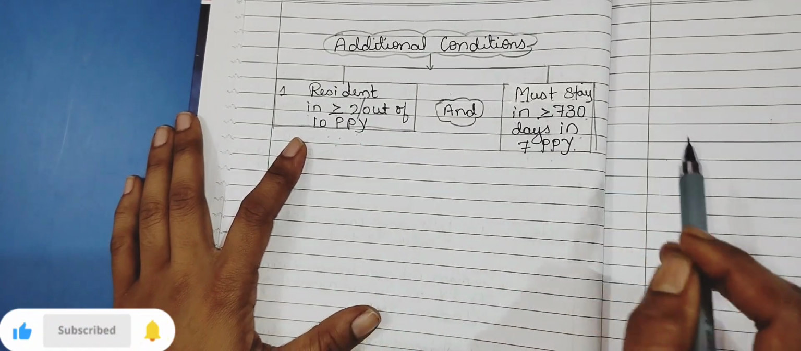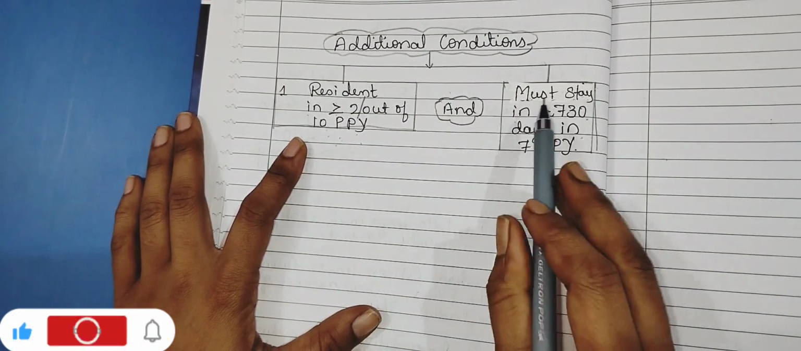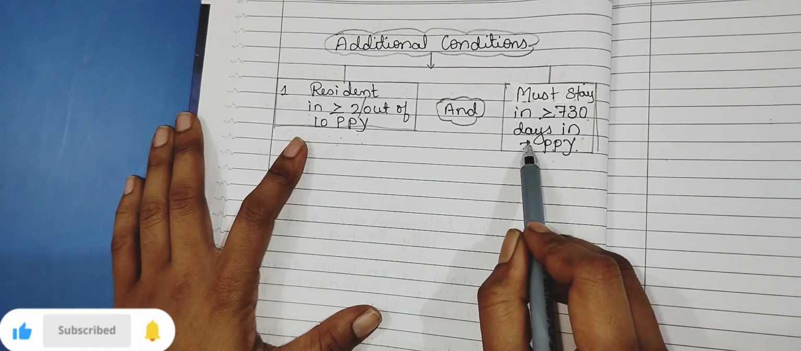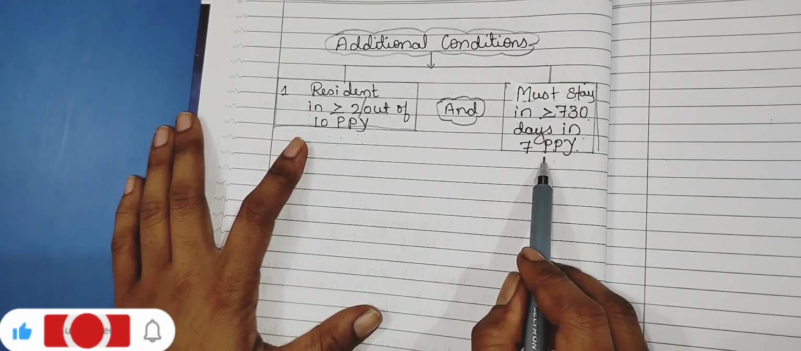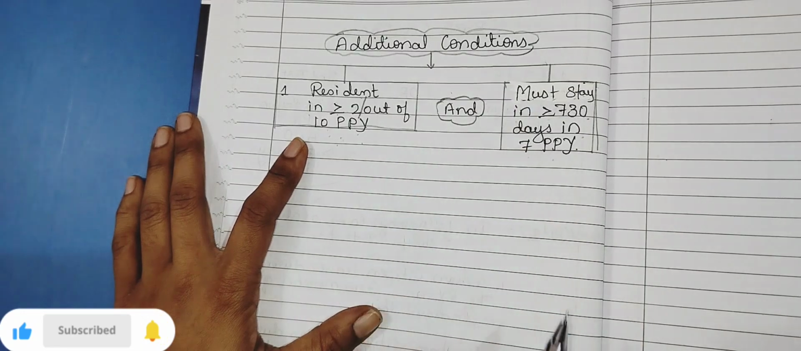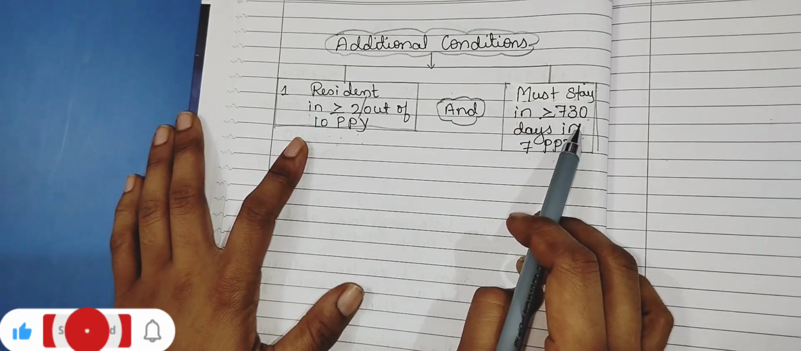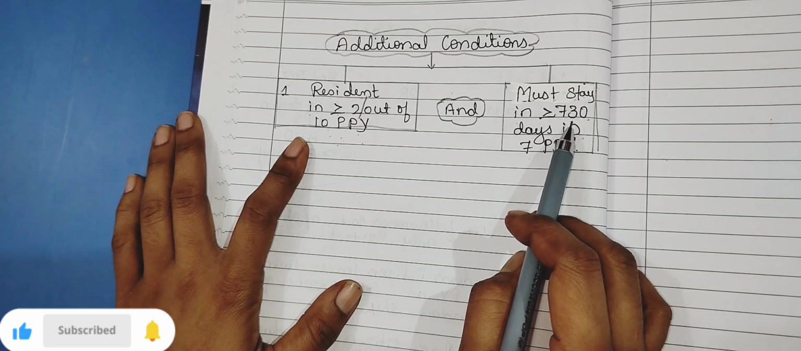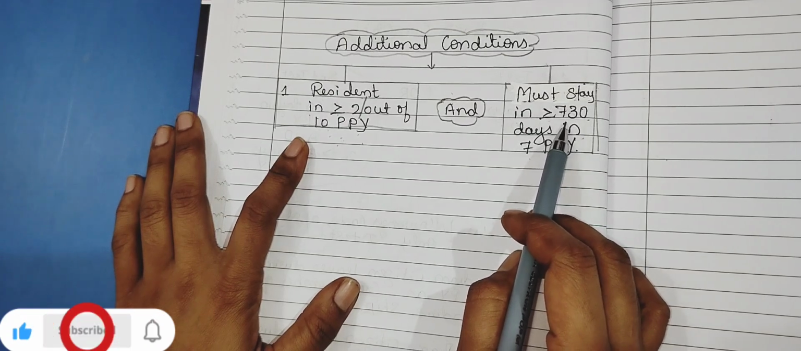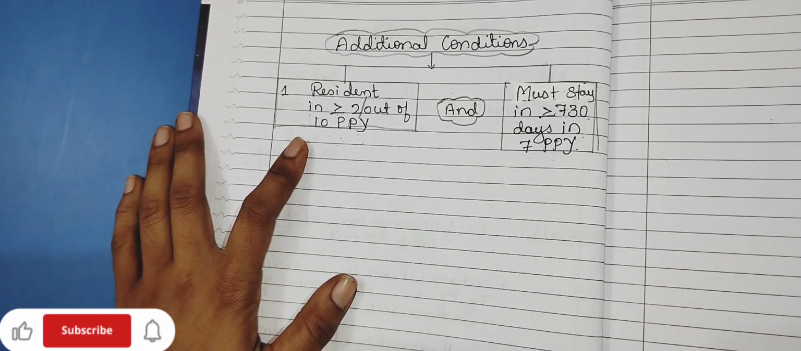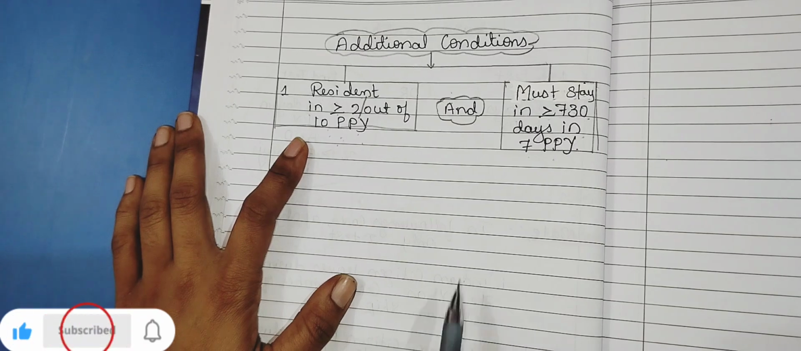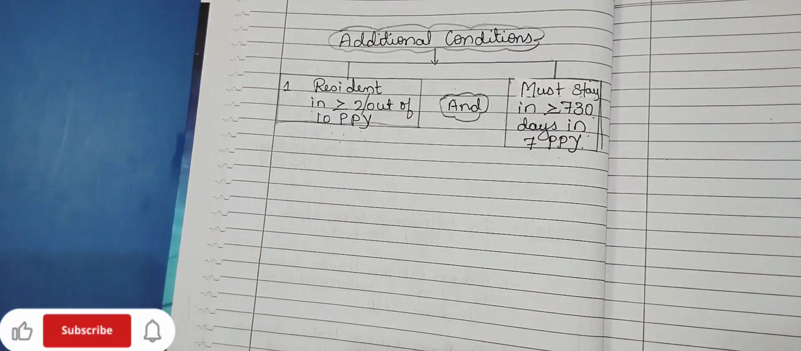And he must stay in India more than or equal to 730 days in 7 preceding previous years. When we total 7 years, he must have stayed at least 730 days. More than or equal to 730 days, or more than means 731 or anything. Okay, now let us understand this by solving the question.